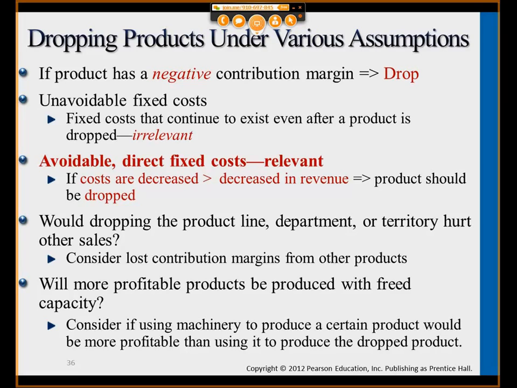So those direct fixed costs that are avoidable, right? We just talked about unavoidable. Those that are avoidable, they are relevant. We have to take them into consideration when we're making a decision. So when the costs are decreasing at a rate that is greater than the decrease in revenue, then the product needs to be dropped.